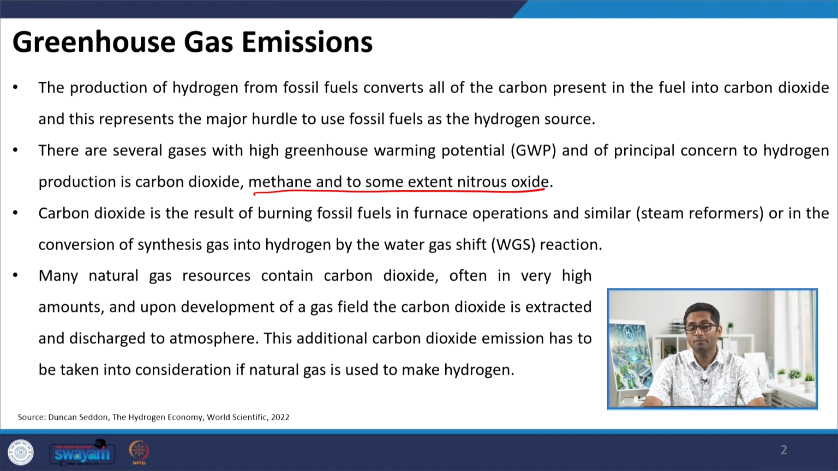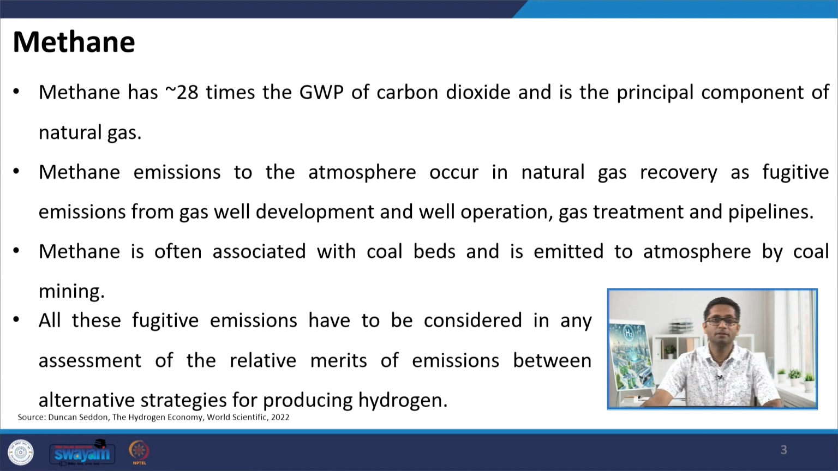Where is the N2O coming from? N2O basically comes from the high temperature combustion, which again is involved when we are burning gases outside the reformer. But as such, CO2 being the major gas, that will be a major concern. But it is also important to understand that the processes we are trying to understand also tend to have significant methane and N2O emissions.